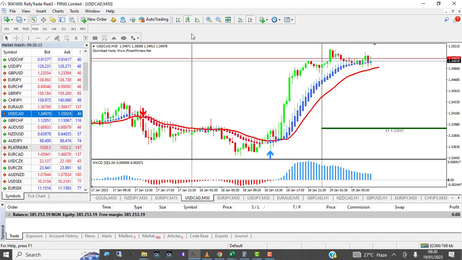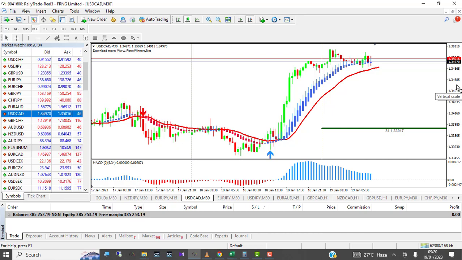All of this I am on the 30 minutes time frame, as you can see here, right? So 30 minutes is a good time frame to use on this indicator. On this Freshpips, you can also use H1, and of course the least you should use is 15 minutes, for an intraday trader, not necessarily scalping the market.